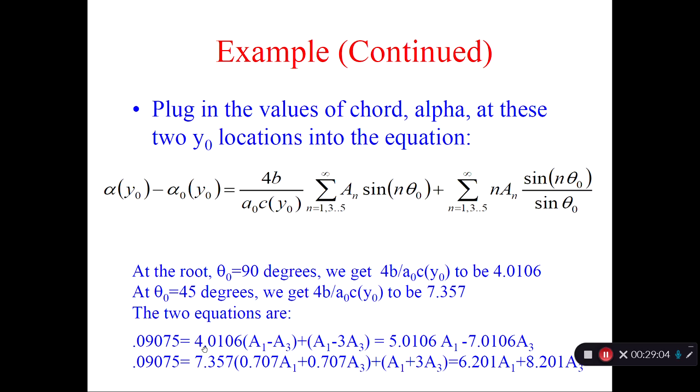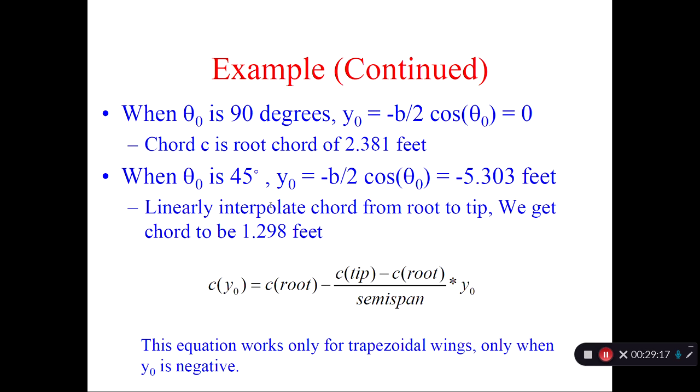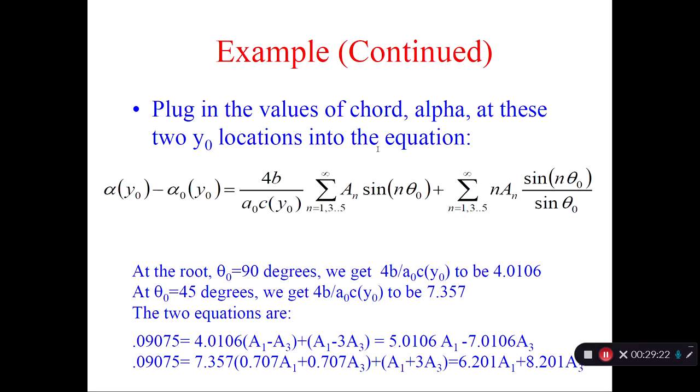What is this 4.016? It's just 4 times b times alpha naught times c at the root. So when you just plug in the c at the root, which is 2.381, then you get this 4.016.